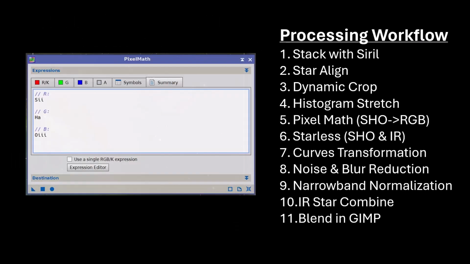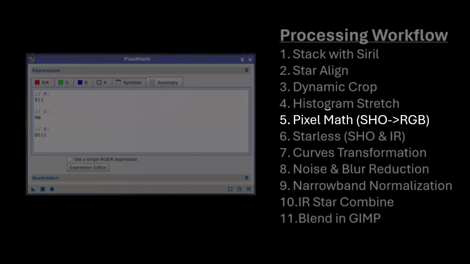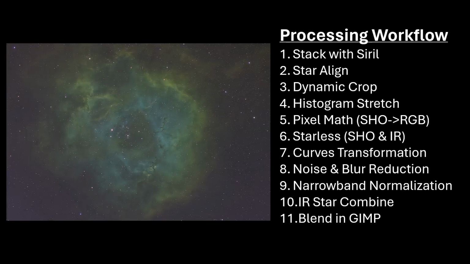Okay, I then use PixelMath, and when I say I am a kind of purist when it comes to the SHO palette, I am a purist. So literally, I'm going to assign sulfur to red, I'm going to assign hydrogen to green, and I'm going to assign oxygen to blue. And the resulting image, the colors are pretty much where I want them to be. Of course, it's dull, it's not balanced, it's going to need some additional stretching, some curves work.